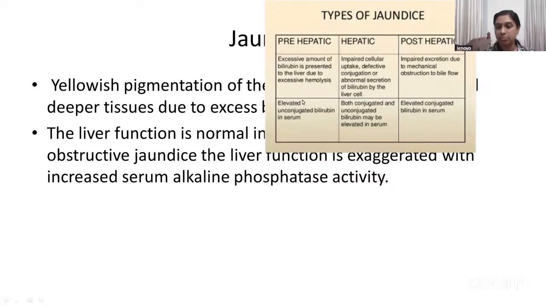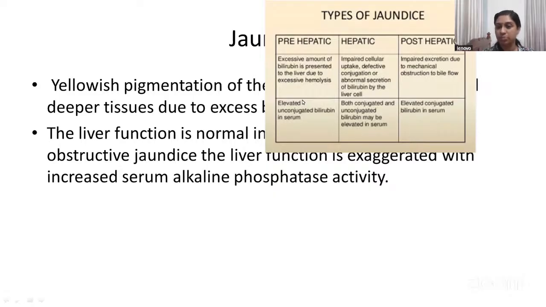Okay. Next type is the hepatic type. In hepatic type, as the name indicates, the dysfunction is of the liver. Okay. So impaired cellular uptake, defective conjugation or abnormal secretion of the bilirubin by the liver cells. So here both conjugated as well as unconjugated bilirubin are elevated in the serum. Okay. In the first type or the prehepatic type, diseases causing excessive breakdown of RBCs will cause the prehepatic type of jaundice leading to unconjugated hyperbilirubinemia.